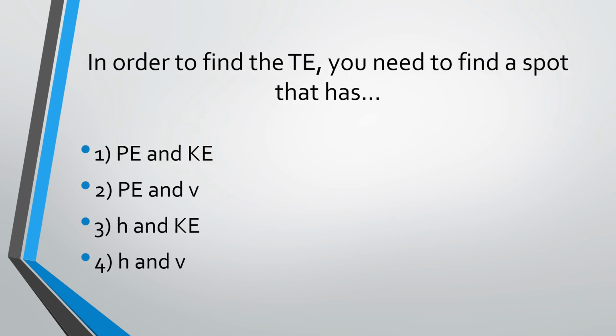Once you have the mass, you need to find the total energy. Then what you want to do is look for a spot that has one of the four following things. If you find a spot that has a PE and a KE, just add them up and you're good. If you find a spot with a PE and a V, you could turn the V into a KE using the equation, add them up and you're good. If you find a spot that has a height and a KE, you can use the height to turn into a PE, add them up and you're good. And then if you see height and a velocity, the velocity goes to KE, H goes to PE, add them up and you're good.